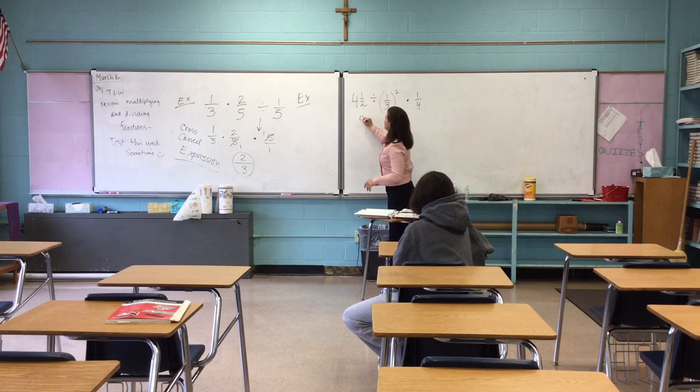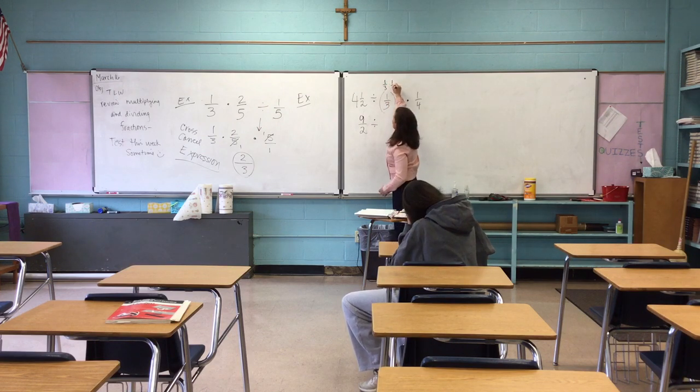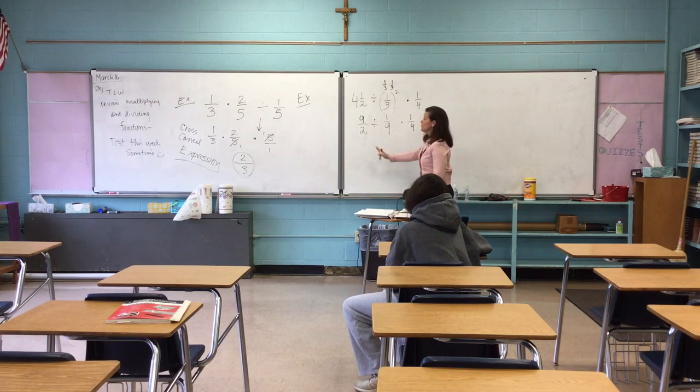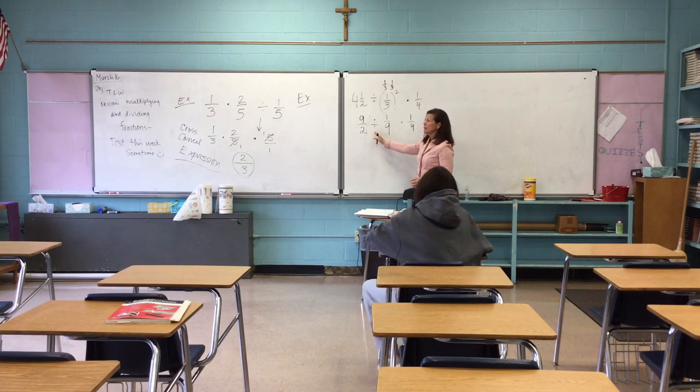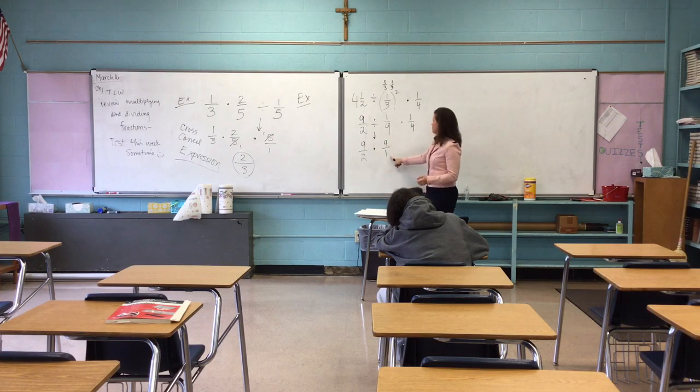Okay. I'm going to change this to an improper fraction. I'm going to work on this really quick. I'm not going to change this yet because I have an exponent. And that's going to become 1/3 to the second means 1/3 times 1/3, which is 1/9. Bring this down. Moving from left to right, I come across division. So I'm going to change division to multiplication. Take the reciprocal of this number, the second one. Bring this guy down if you need to.